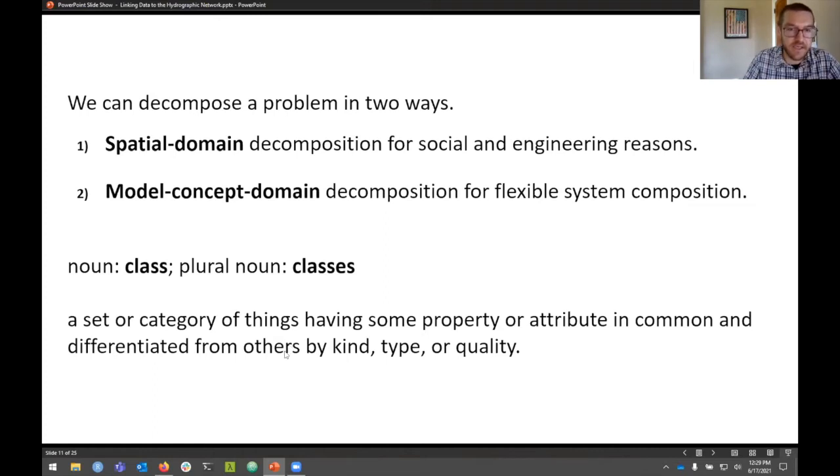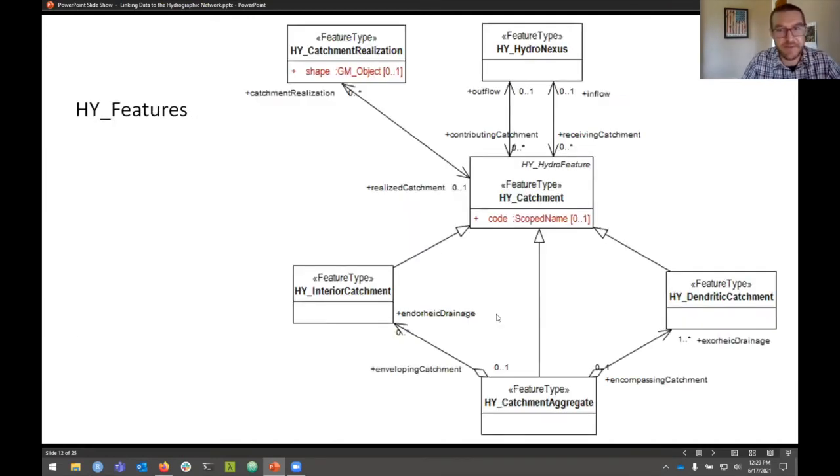And it's very specific. Some of these terms, a set or category, kind, type, or quality, are very defining. They allow you to say this is one of those, or this is one of those, with specificity and a lot of detail. So that's what HyFeatures is all about.